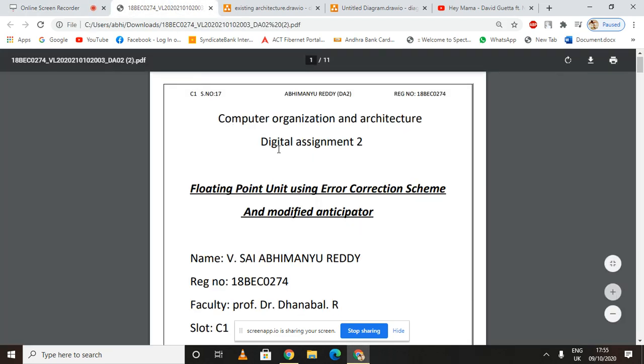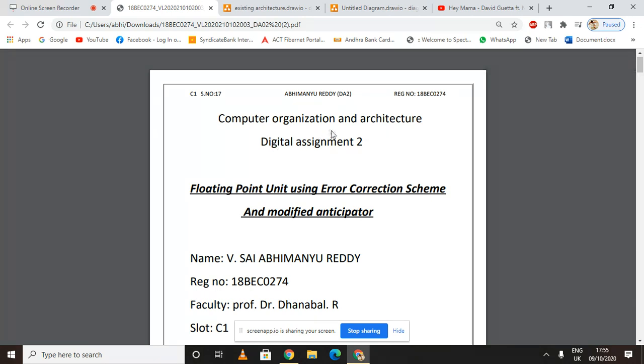Hello guys, my name is Abhimanyu Reddy and my serial number is 17. My registration number is 18BEC0274 and this is a video regarding Computer Organization and Architecture Digital Assignment 2.